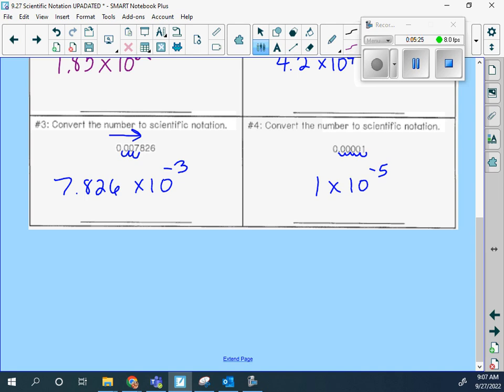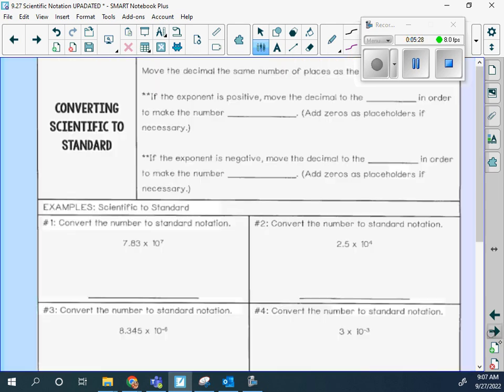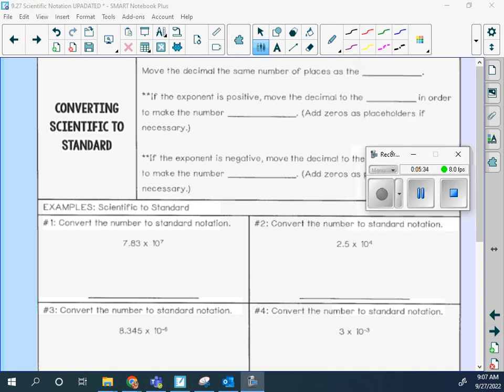Now we want to go the other way. We have scientific, and now we need to go back to standard. Okay? All right. It says move the decimal the same number of places as the what do you think goes there? Exponent.